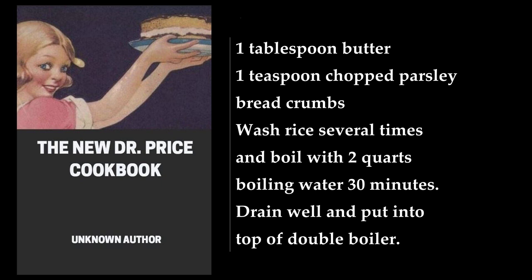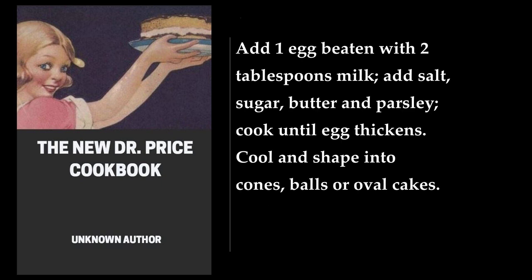Wash rice several times and boil with 2 quarts boiling water 30 minutes. Drain well and put into top of double boiler. Add 1 egg beaten with 2 tablespoons milk, add salt, sugar, butter and parsley, cook until egg thickens.